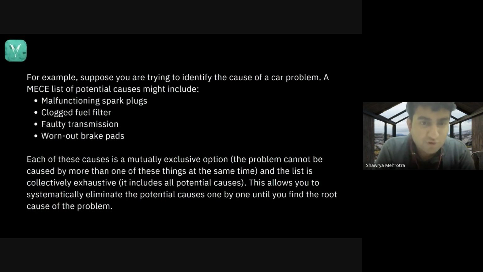Suppose you are trying to identify the cause of a car problem. A MECE list of potential causes might include malfunctioning spark plugs, clogged fuel filter, faulty transmission, worn out brake pads. Each of these causes is a mutually exclusive option, and the list is collectively exhaustive, which means that there could not be another cause. All of these causes are independent and there is no overlapping of the causes because of which the car has failed.